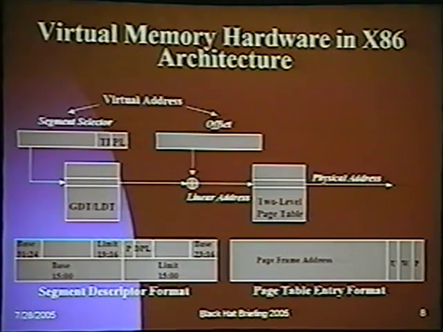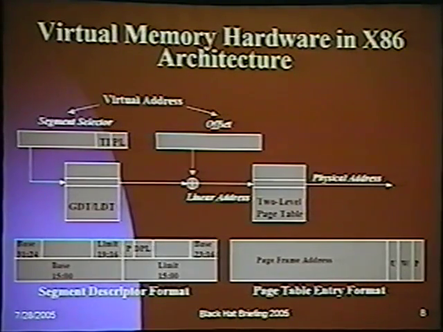With that segment selector, it's going to go to either a global descriptor table, GDT, or a local descriptor table, and find out the corresponding segment's base. With that base, it's going to add it to the offset to form a so-called linear address. From that linear address, you can go through the so-called two-level page table to arrive at the corresponding physical address, which is the address that you use to access main memory.